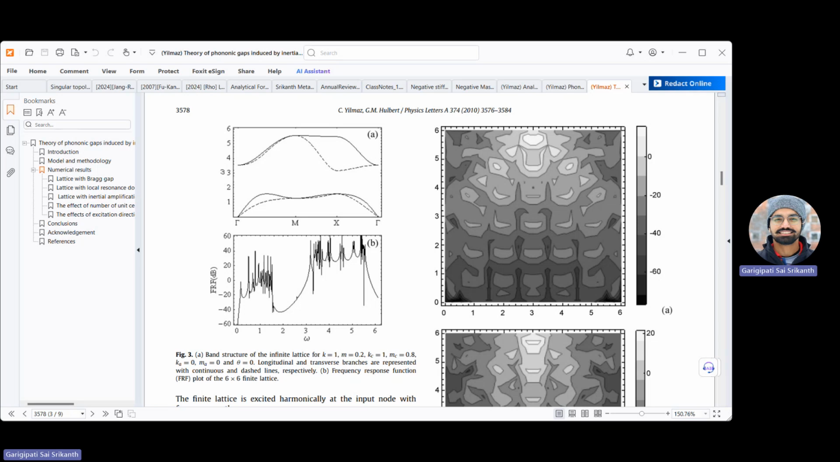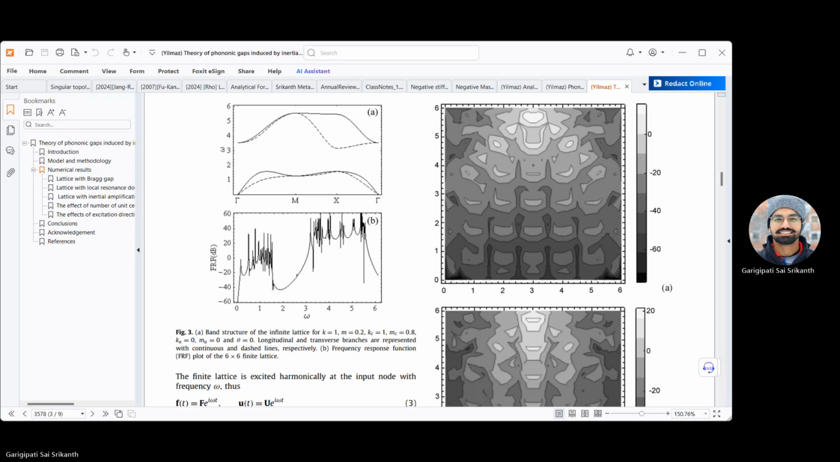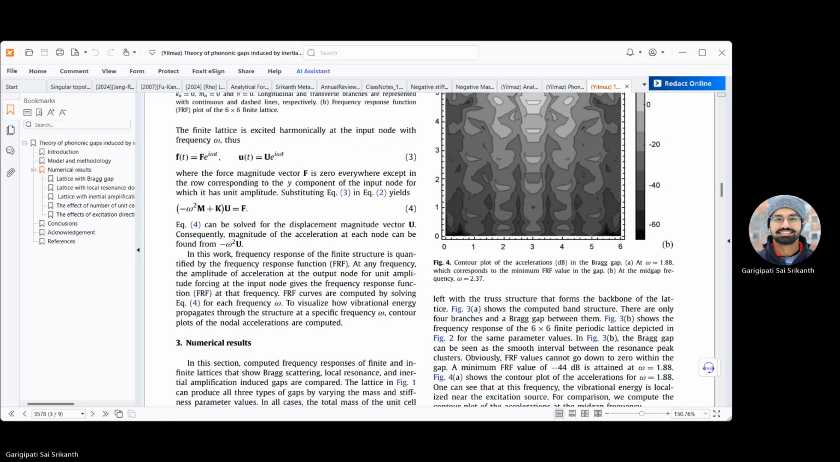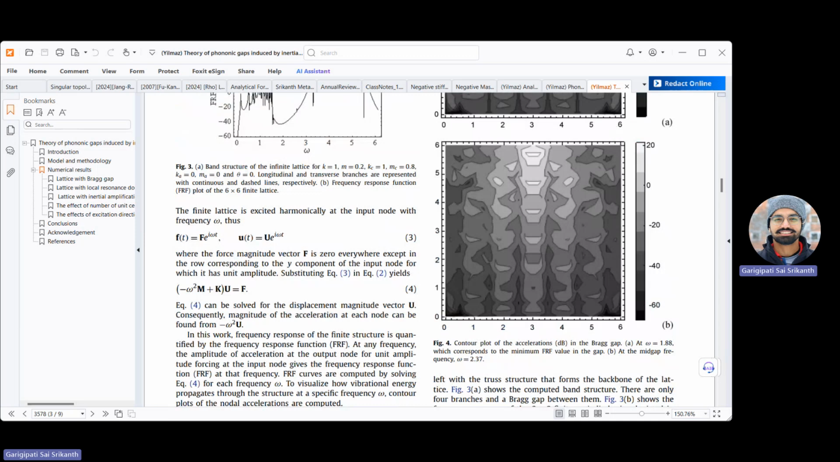So wherever there is a band gap, we see that in that region there is a dip in transmissibility. So the finite results are sort of validated.